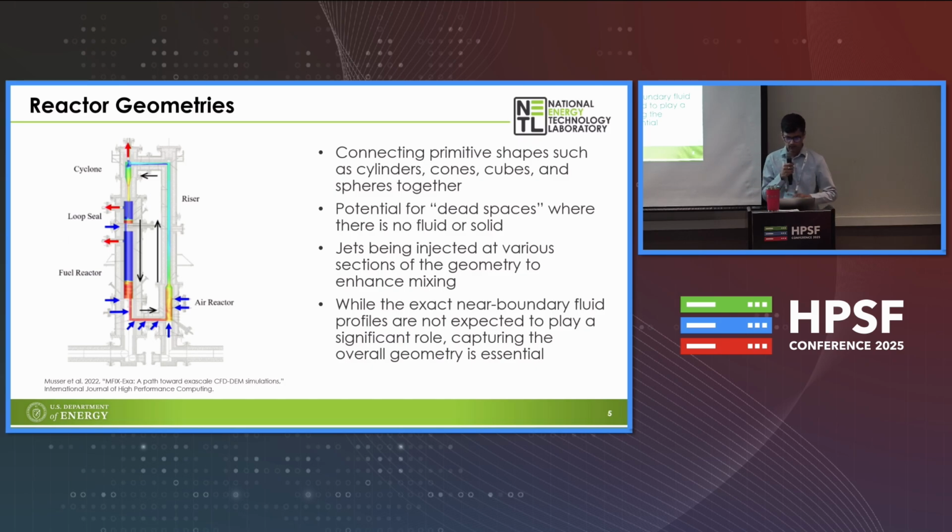As you can see, the geometry consists of many primitive shapes that have been combined together. You will also notice that between the fuel reactor and air reactor, there's a big gap or a dead space where there's really no fluid or solids. The other observation is how we have all these jets being injected at different sections of the geometry. While the exact near-boundary fluid profiles are not of importance to us, we want to capture the overall geometry, especially with how the fluids and solids react with each other.